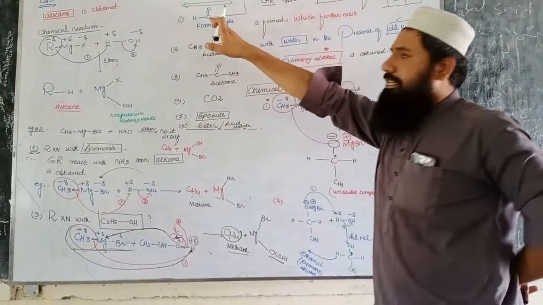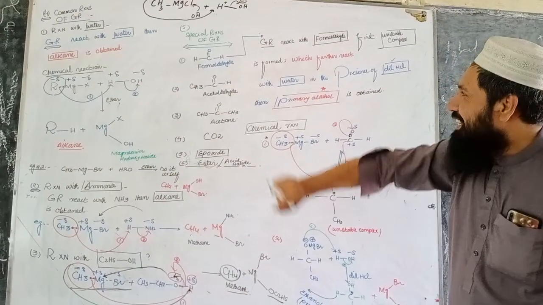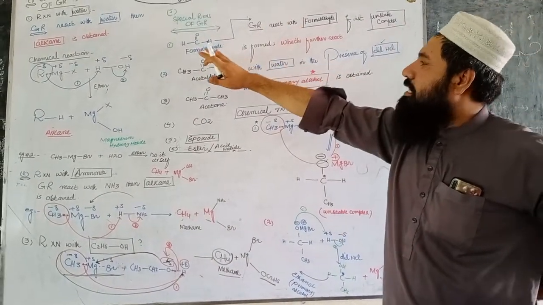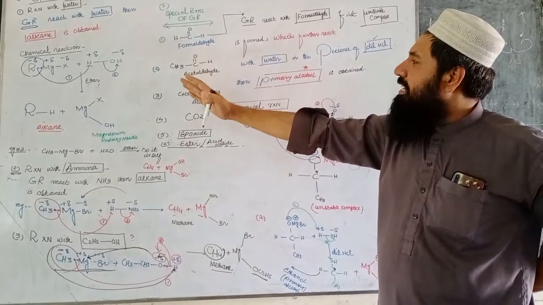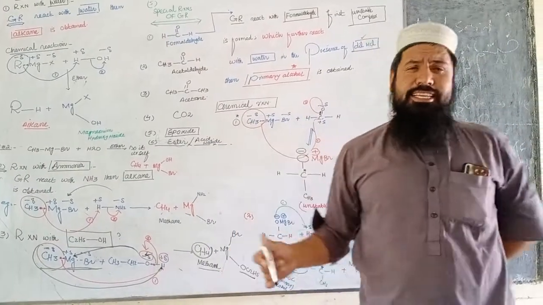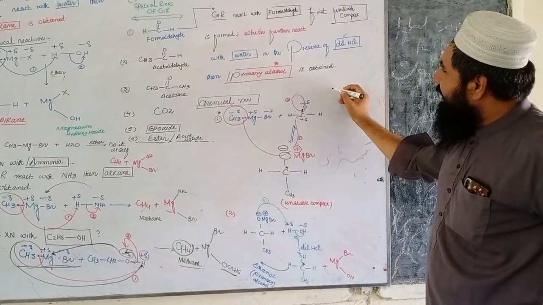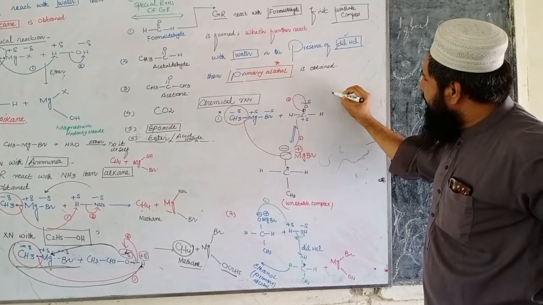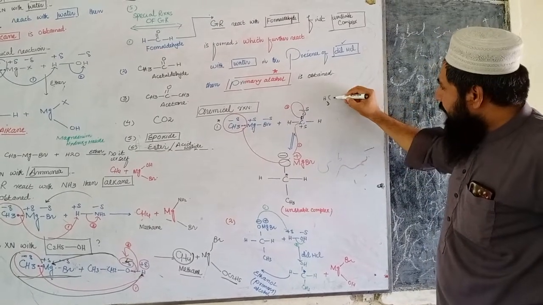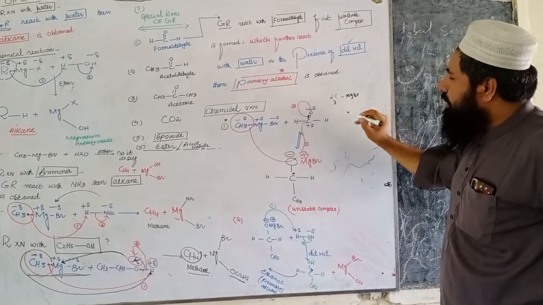Now let's discuss some of the special reactions of Grignard reagent. Grignard reagent can react with formaldehyde, acetaldehyde, acetone, carbon dioxide, epoxide, and ether. Let's discuss one. This is your Grignard reagent, CH3MgBr.